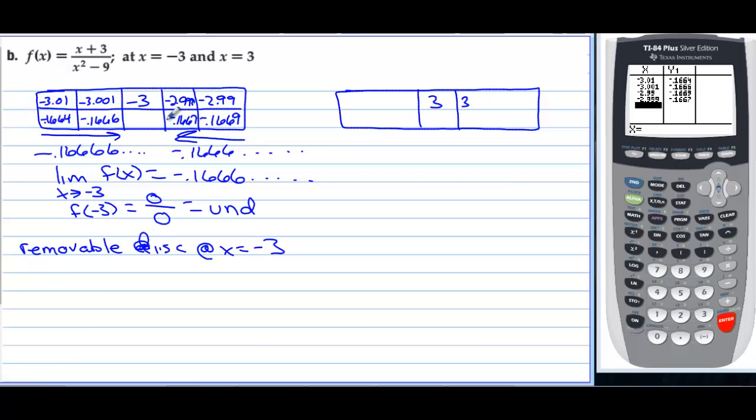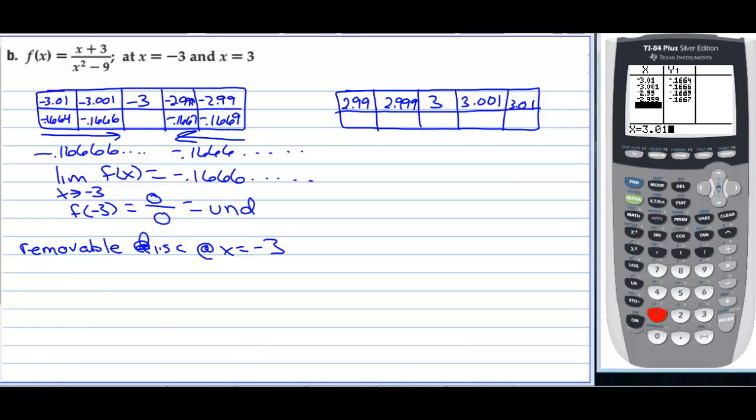3. 3.001. 3.01. 2.999 maybe. 2.99. Get really close. Limits, when you're approaching a value, when you're doing a limit, you're not approaching from 2 miles away, because too much can happen. You're approaching very close to the point. That's how you approach a value.